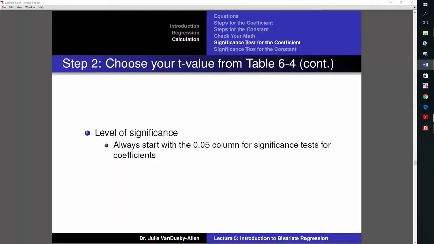Next, you choose the significance column. When conducting a significance test for coefficients, always start with the 0.05 column. Recall that we are determining whether our t-score is greater than 0 or within the 5% of t-scores that fall about 1.6 units above 0. 0.05 and 5% here are synonymous. Note that you can use the other significance columns in your significance test, but we will not be doing that in this lecture.